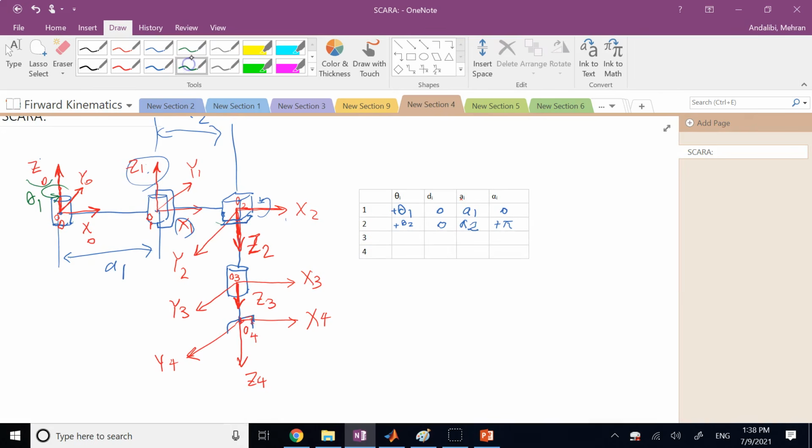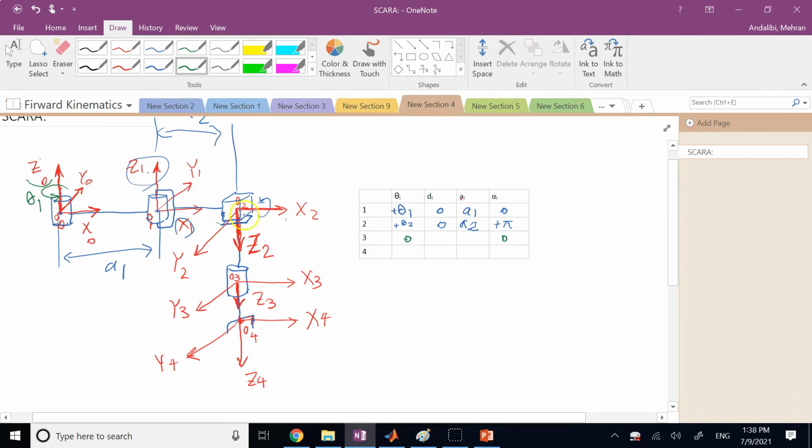So there is no rotation either about the old z or about the new x. So both of my angles here are 0. When there is no rotation, both of the angles have to be 0. What about the D and A?